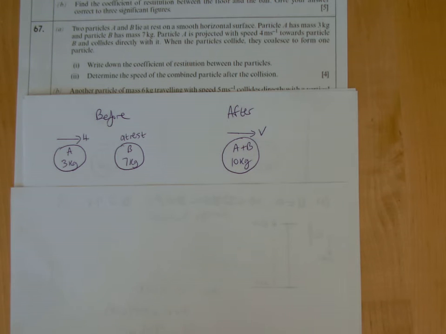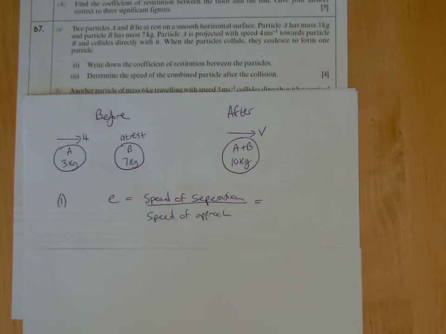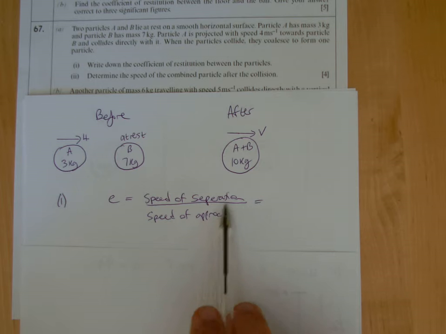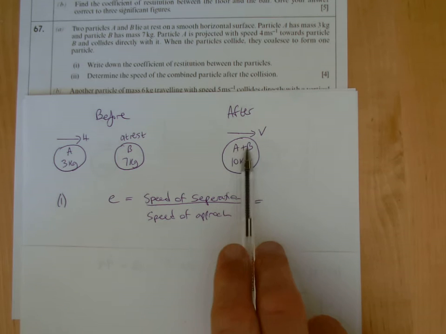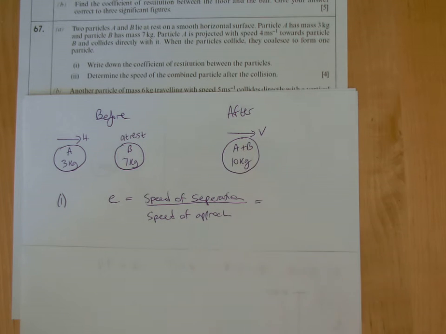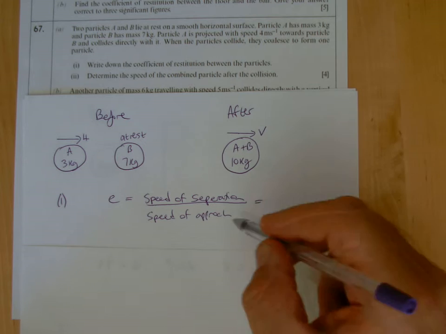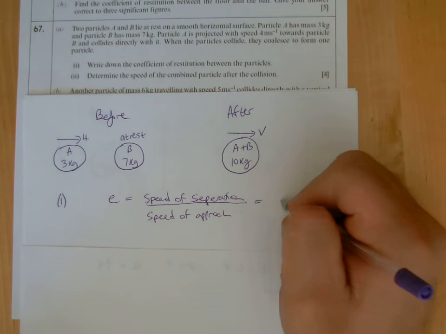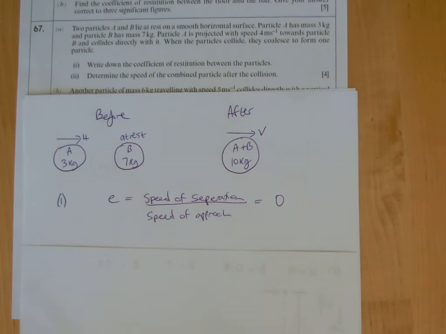And then first part says write down the coefficient of restitution between the particles. Remember, coefficient of restitution is just the E value, yeah? And that's calculated by looking at the speed of separation divided by speed of approach. If you think about it, after the impact, speed of separation, well, they don't separate, do they? They stick together. So there's no separation. So that means the speed of separation is going to be 0. So if the speed of separation is 0, E is actually going to be 0. Simple as that.